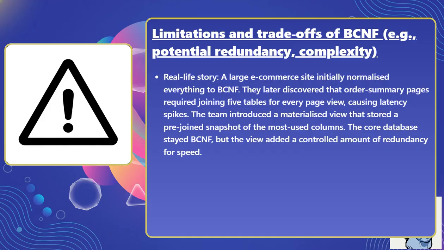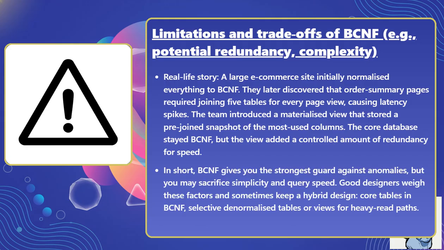Real-life story: a large e-commerce site initially normalized everything to BCNF. They later discovered that order summary pages required joining 5 tables for every page view, causing latency spikes. The team introduced a materialized view that stored a pre-joined snapshot of the most used columns. The core database stayed BCNF, but the view added a controlled amount of redundancy for speed. In short, BCNF gives you the strongest guard against anomalies, but you may sacrifice simplicity and query speed.